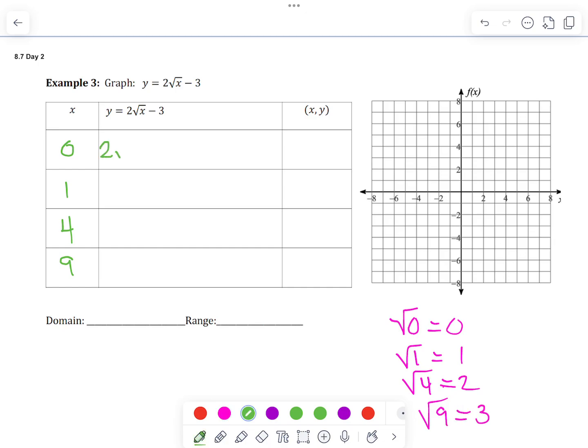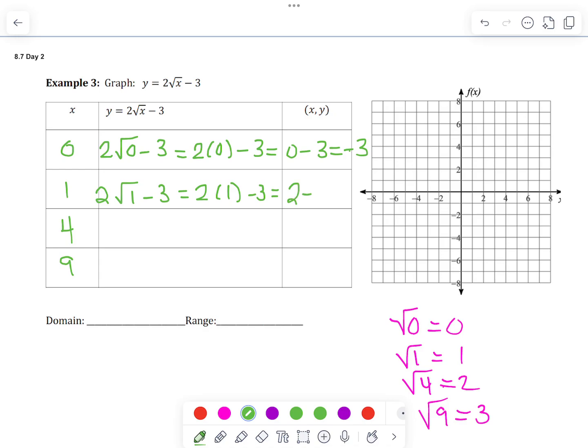So 2 square root of 0 minus 3. The square root of 0 is 0. 2 times 0 is 0. 0 minus 3 is negative 3. 2 square root of 1 minus 3. The square root of 1 is 1. 2 times 1 is 2. 2 minus 3 is negative 1.